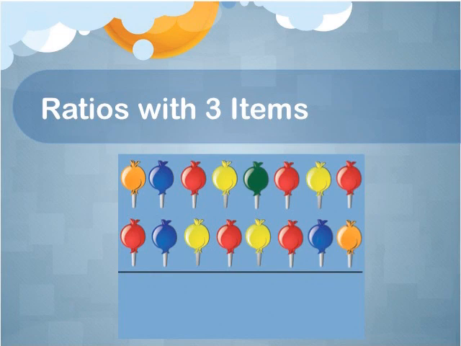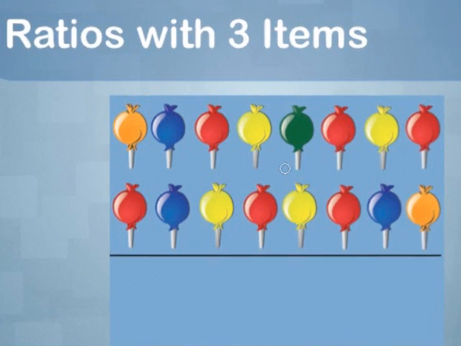You will often see ratios between two quantities, but it's also possible to create ratios among more than two quantities. Let's look at some examples. Here is a collection of multicolored lollipops. There are different numbers of red, blue, green, yellow, and orange lollipops. The ratio of green to blue is 1 to 3.